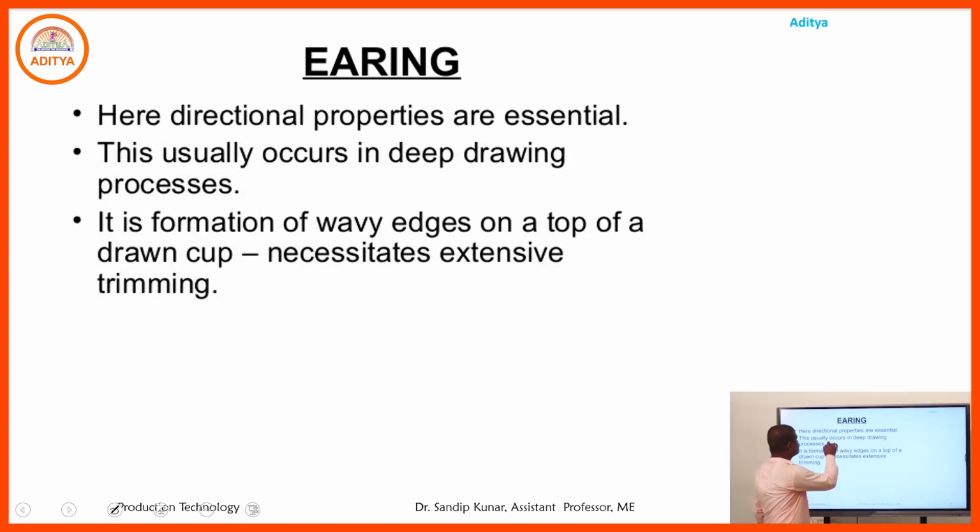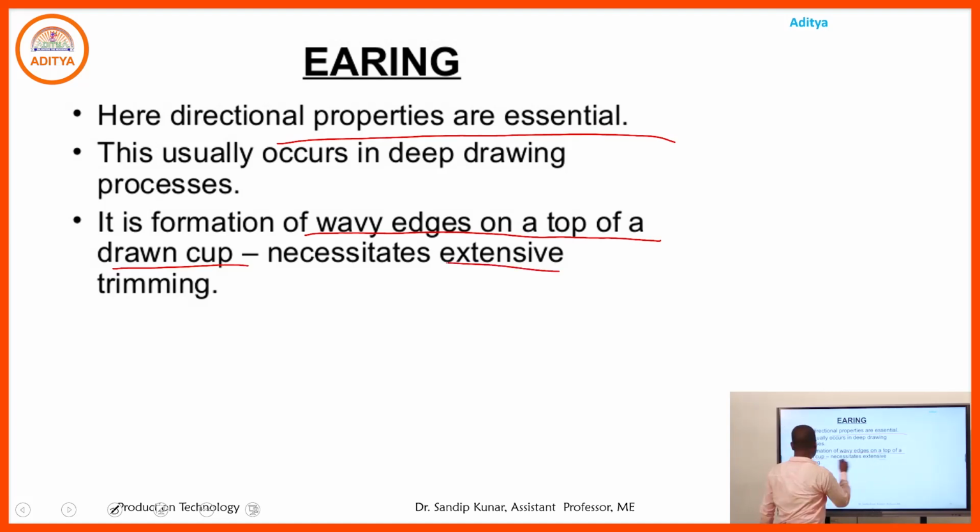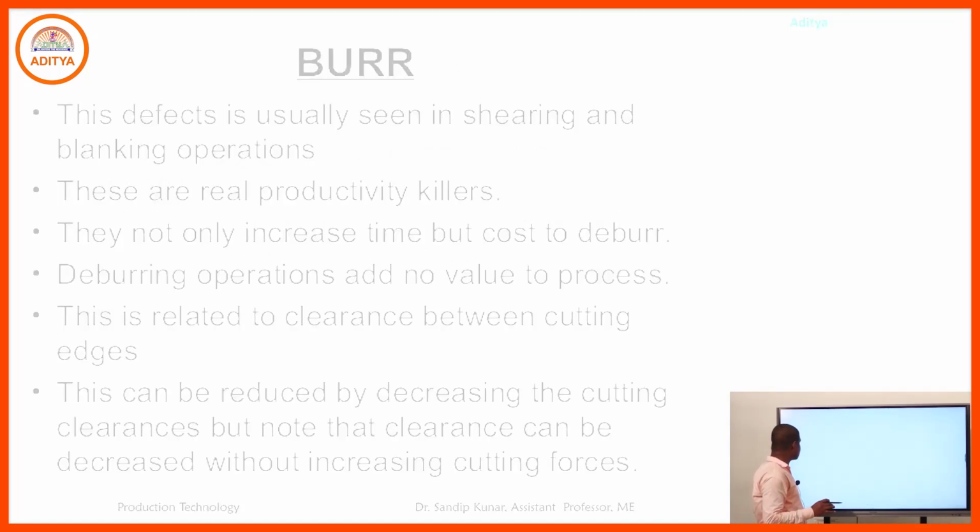Earring. Directional properties are essential, and that type of problem occurs in deep drawing operations. In that case, wavy edges form on the top of the drawn cup, on the formed products. It necessitates extensive trimming, meaning that to remove the wavy edges caused by the earring problem, an extensive trimming operation is required.